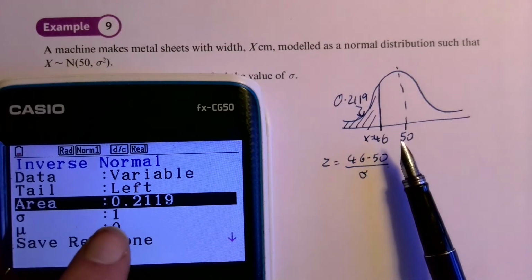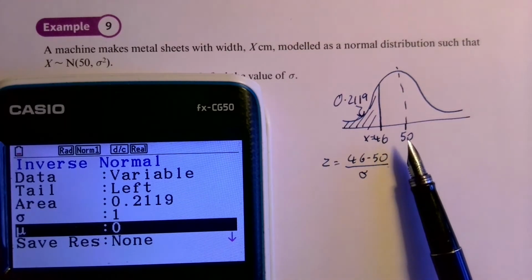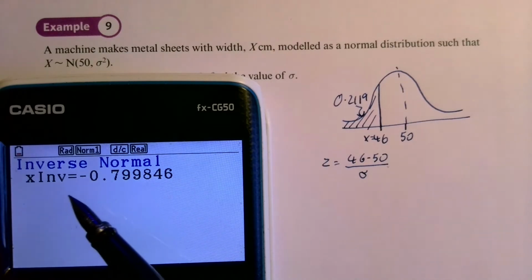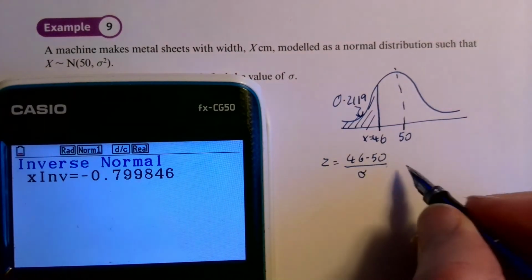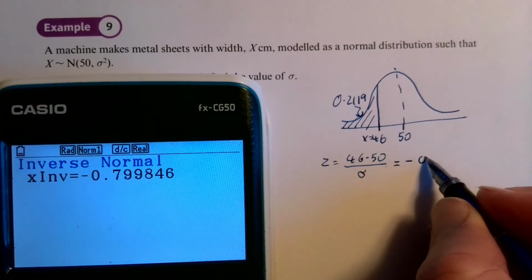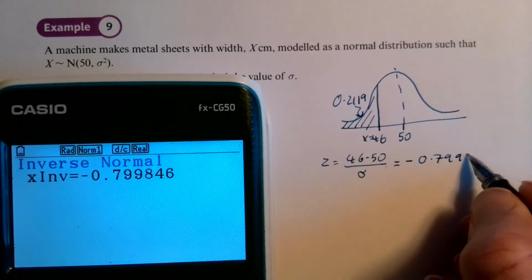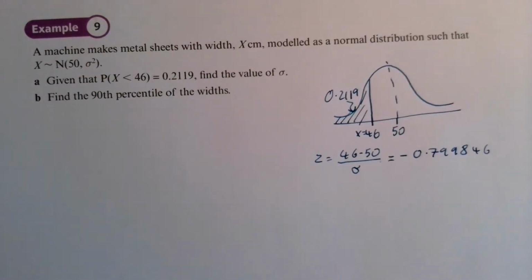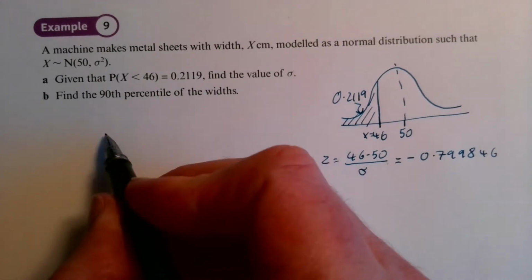Because it's normally distributed, we've got a standard deviation of 1, and we're saying that our mean would be 0, and that's giving us an inverse x. So this is giving us our value of this as being negative 0.799846, which would round to minus 0.80.